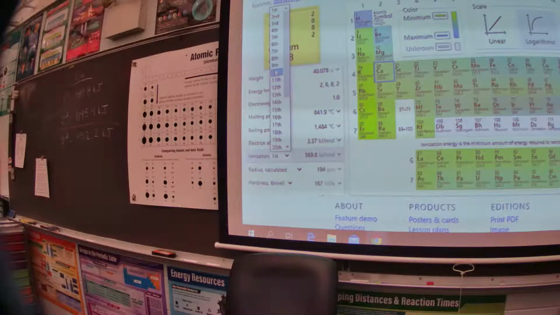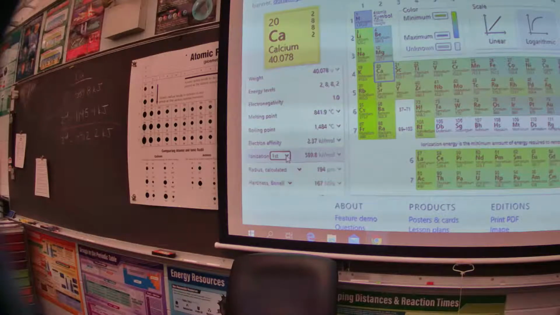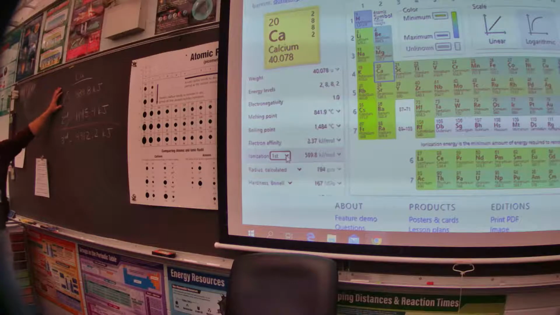So first ionization, second ionization, third ionization. Okay, now let's talk about this real quick. When we talk about ionization energy, it's important for you to know the energy required to remove the outermost valence electron. Here it is, 590 kilojoules.